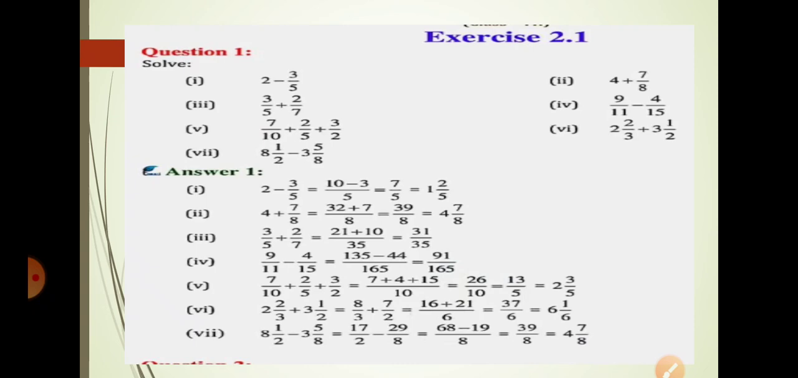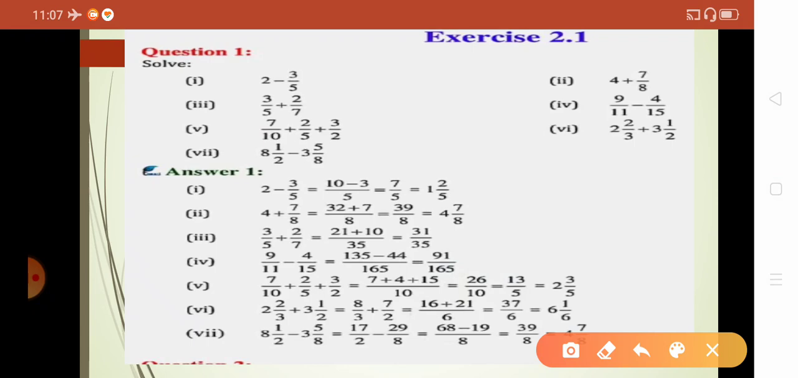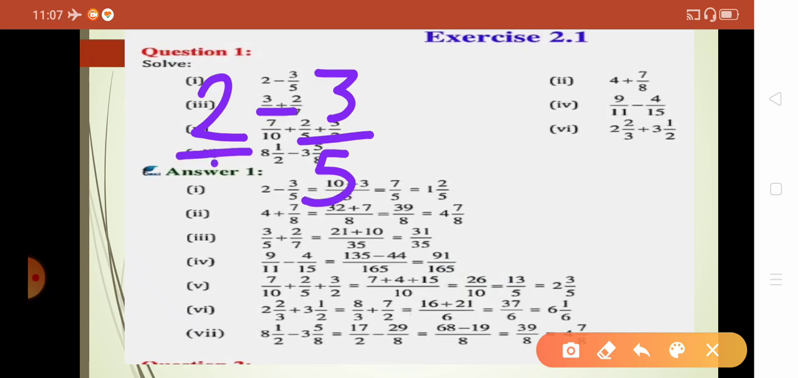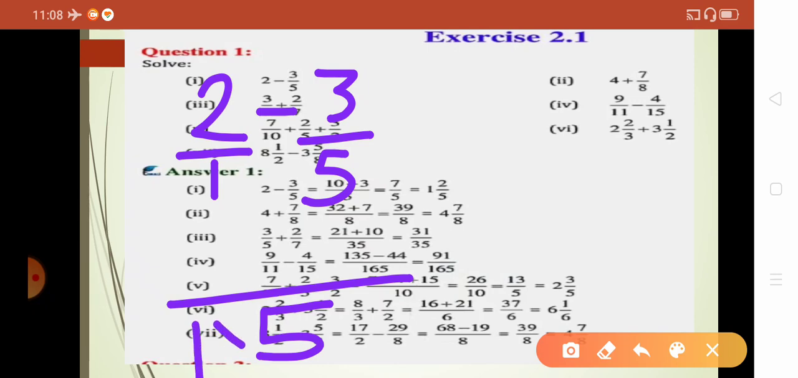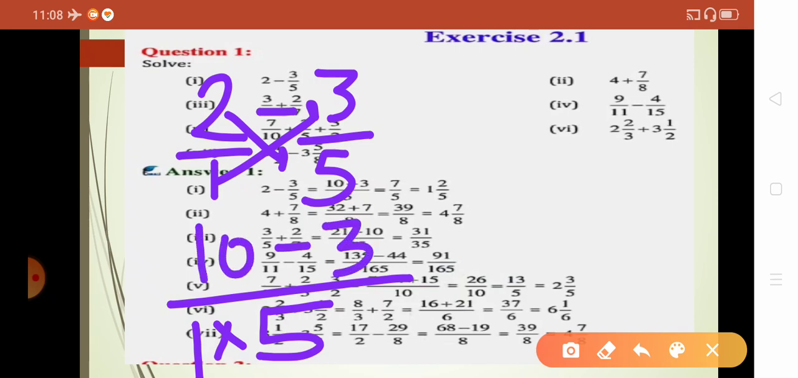2 minus 3 by 5. Here you have to solve this value by taking the LCM. So 2 minus 3 by 5. This is 2 by 1, this is 3 by 5. So the LCM is 1 multiply 5, cross multiply, 5 2s are 10 minus 3. Answer is 7 by 5.